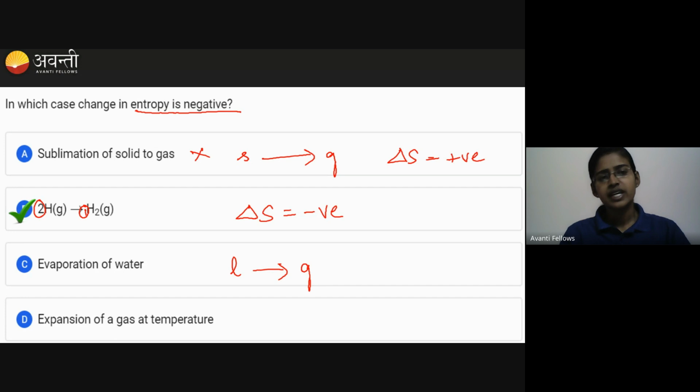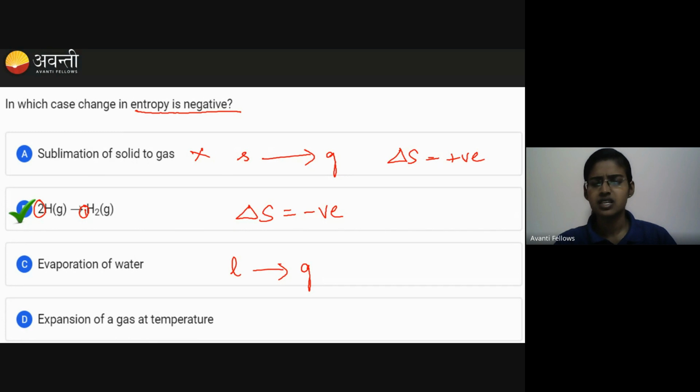So C or D, expansion of a gas, that also cannot be the answer. If it is expanding, randomness will increase because the volume will increase, right? So the correct answer is option B. Clear? Also, you can deal with this using the bond formation concept. Bond formation is exothermic, so delta H will be negative. Obviously, delta S will also be negative there. Any doubt from this question?